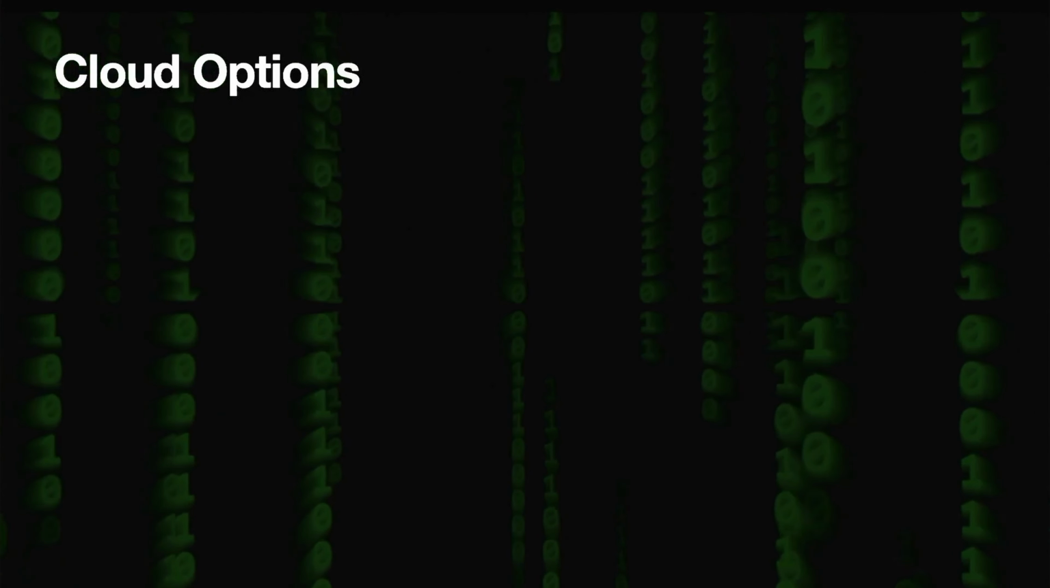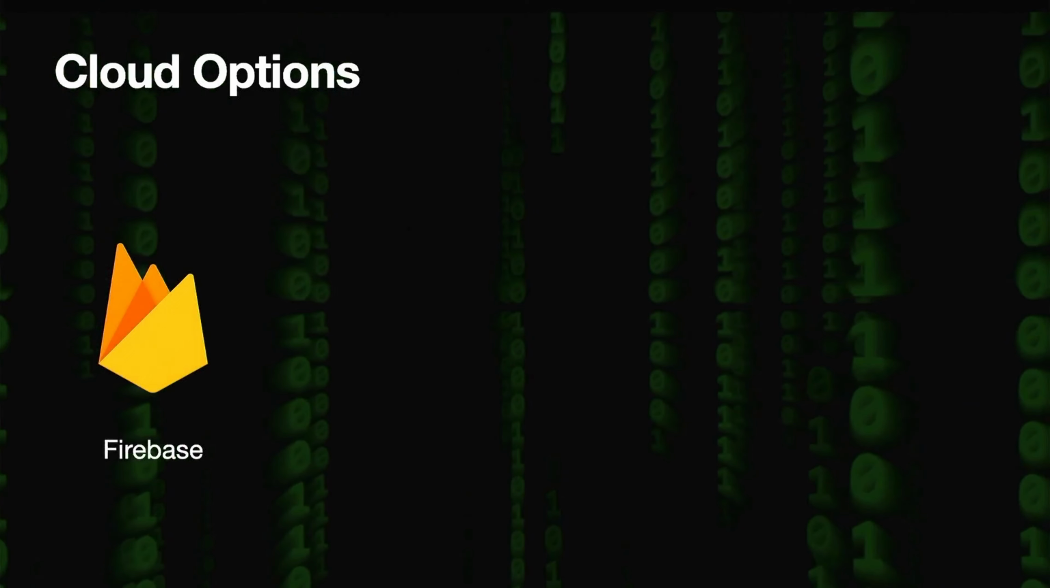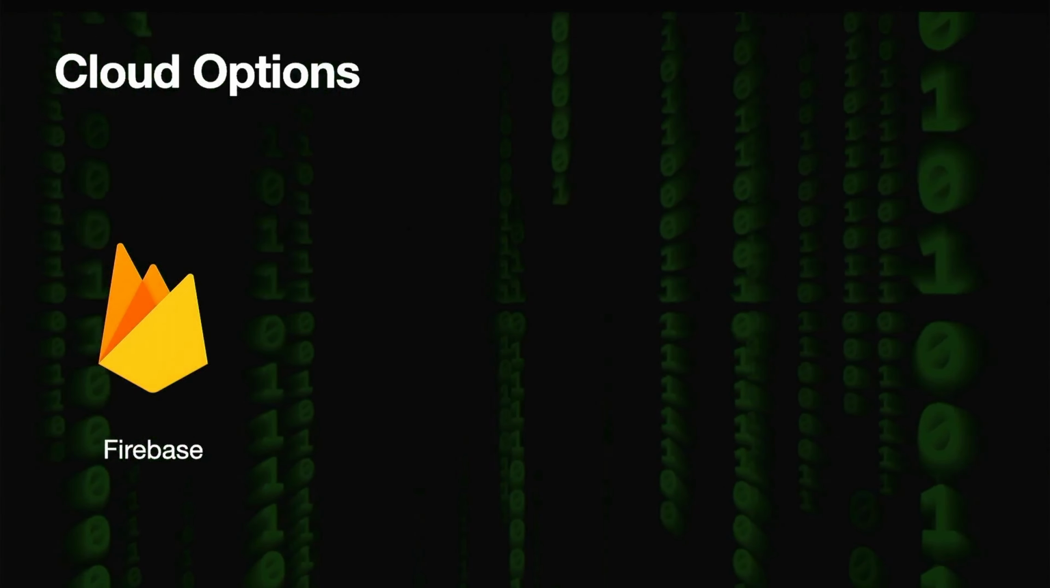Now we have our cloud options. First, everybody knows of Firebase. It's one of the most popular ones. It's called a BaaS, a Backend as a Service, because it's like SaaS, but I had to add another letter in there. It's a Backend as a Service, and this one is offered by Google.